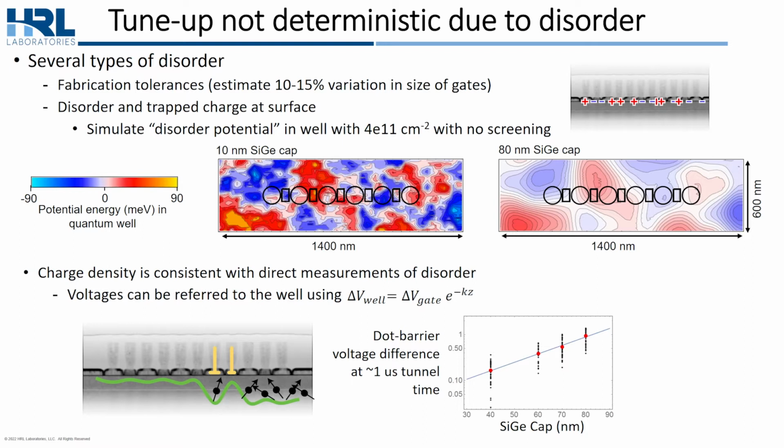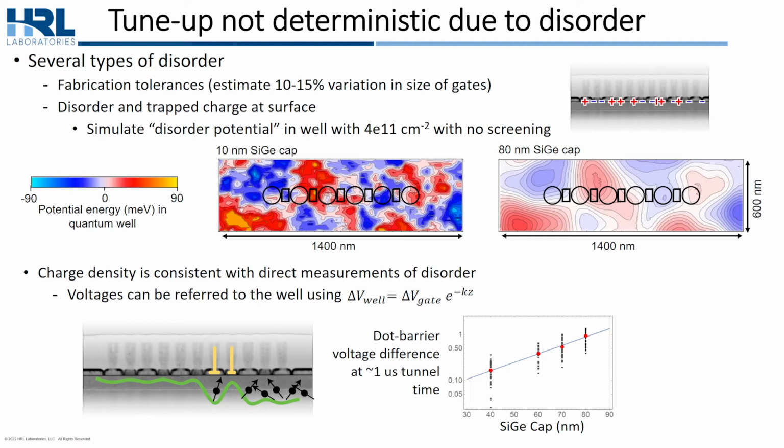And what we can see is for the 10 nanometer cap, there's potential fluctuations on the order of 50 meV, but perhaps more importantly, the length scale is quite short. Whereas if we go to the thicker SiGe cap, the magnitude of the fluctuations is reduced to around 15 meV, but perhaps more importantly, that length scale is longer. So if our task is to really control that electrochemical potential, we have a much better chance of doing that with the thick SiGe cap because that disorder potential is slowly varying.